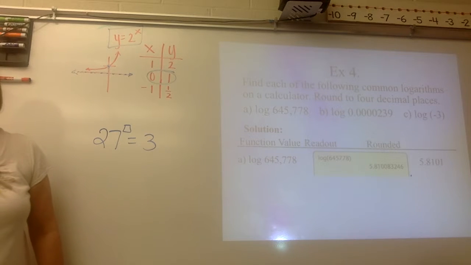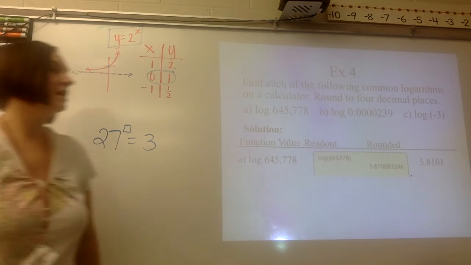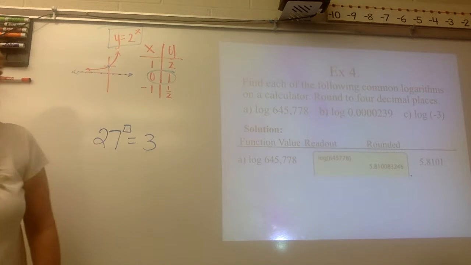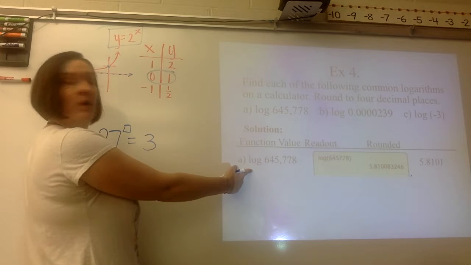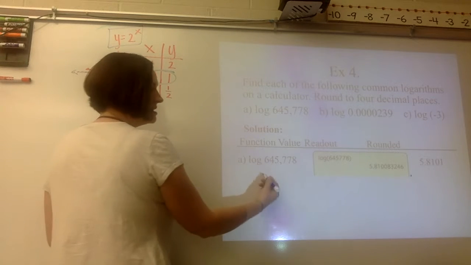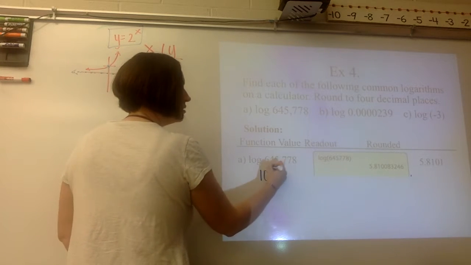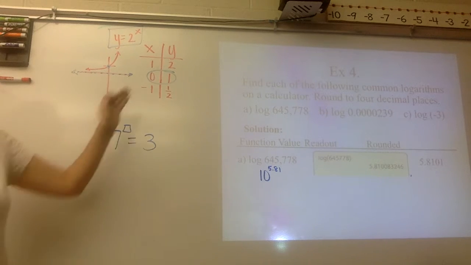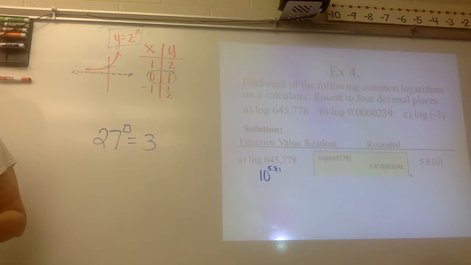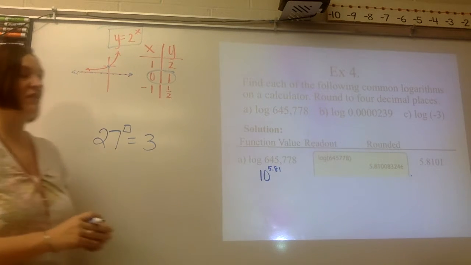But the calculator, what does the answer mean? If you look back here, we're asking the calculator, what is the exponent of 10 that generates this? The answer would be 10 to the 5.81 and so on. If you put that in your calculator, it would give you 645,778. Does that make sense? So think about it. I know it's just decimals in and out and you're just typing things in, but you still want to reflect on what the answer gives you.